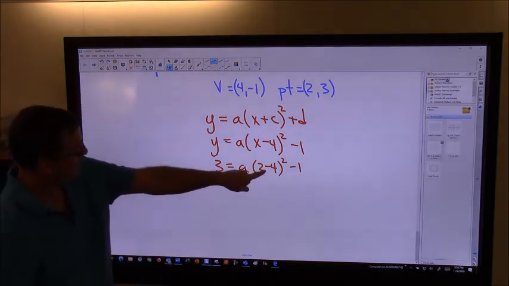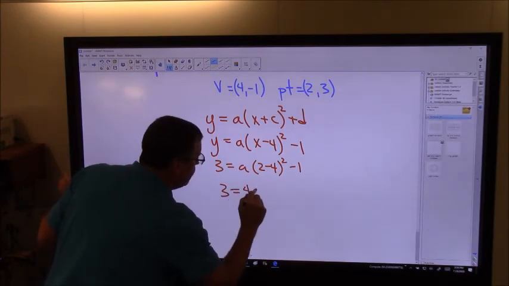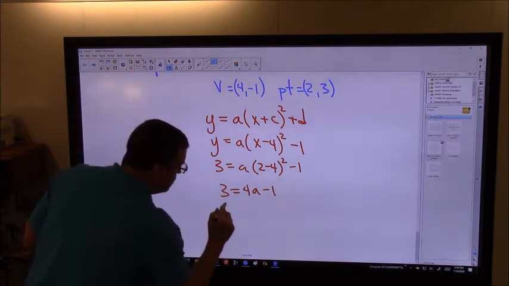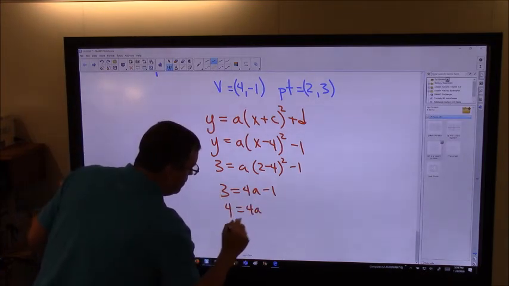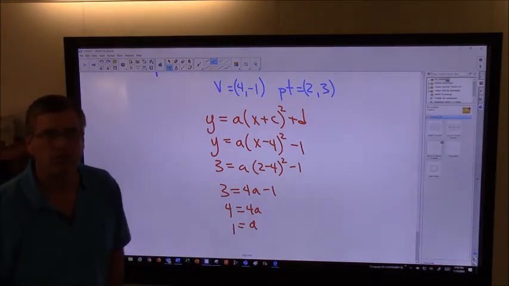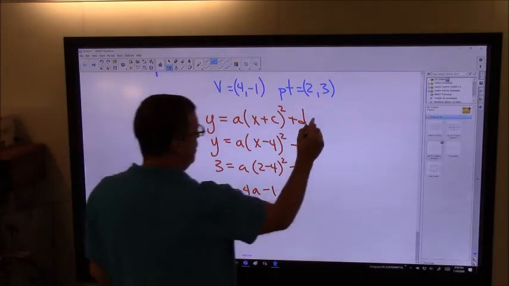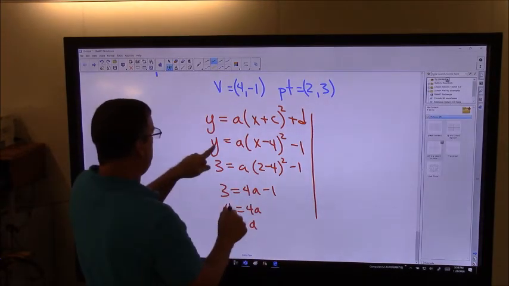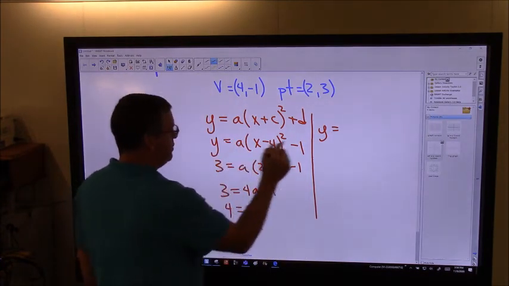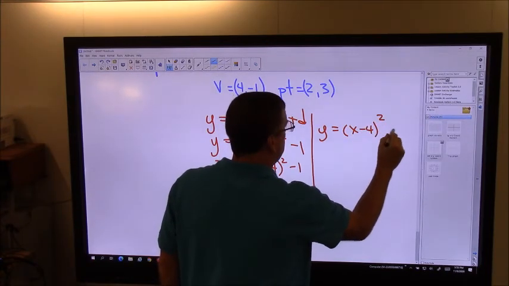So let's see, if I subtract that, that's a -2. Square it, you get 4. So I've got 3 equals 4a minus 1. I'll bring that 1 over here and add it. So I've got 4 equals 4a, a equals 1. That tells me this is a normal quadratic equation. Okay? So over here, I'm now going to say that my equation is y equals, a is 1, so I've got x minus 4 squared minus 1.